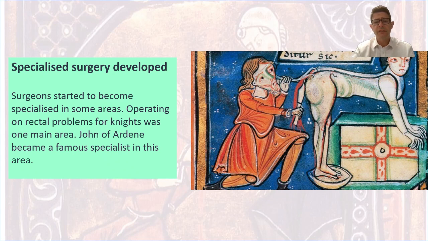Specialised surgery did develop. So John of Ardenne is famous for being a surgeon of the backside, of the rectum. I imagine he made quite a lot of money, because I imagine this is something that rich knights who had problems sitting on their horses suffered from. So he probably chose a good area to work in to make some money.